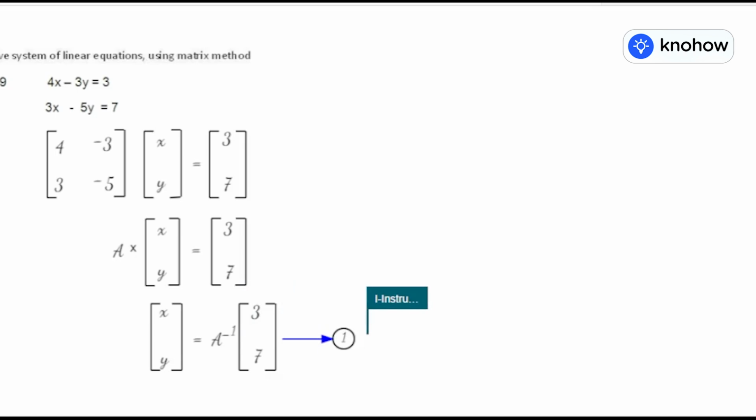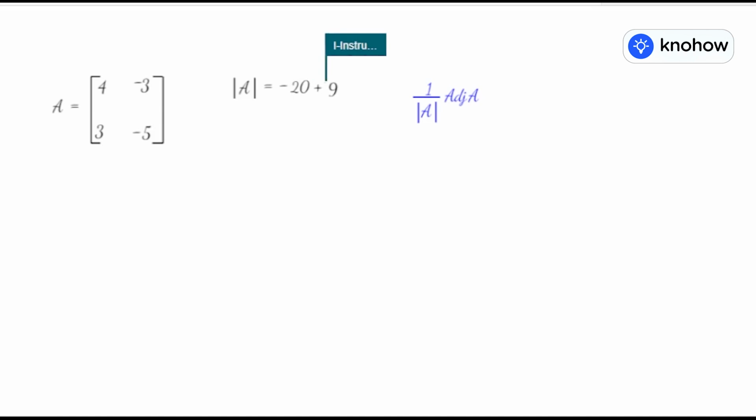What is the value of A? The coefficient matrix is 4, minus 3; 3, minus 5. To work out A inverse, you know it is 1 by determinant A into adjoint A. So let us first find determinant A. The product on the main diagonal is minus 20, and minus times minus, plus 9. So determinant A comes out negative 11.